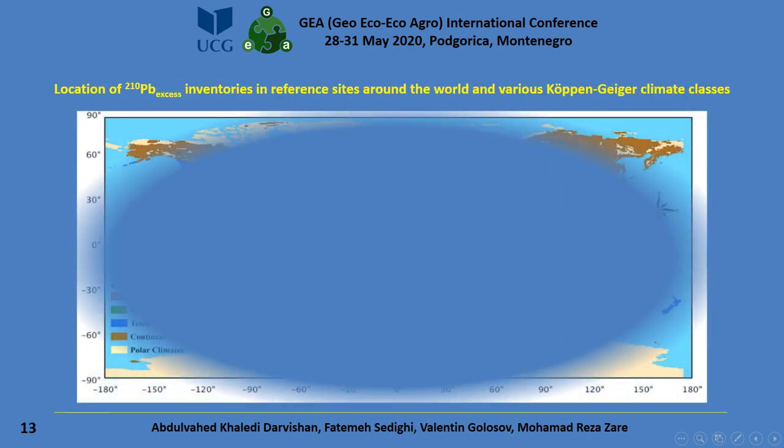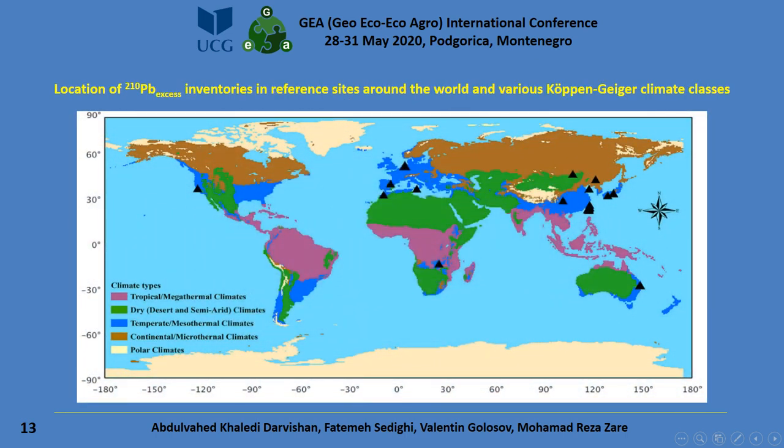And here is the map. It's the same map for lead-210. And as you can see, the number of reviewed points for the inventory of lead-210 is much less than the number of inventory for cesium-137.